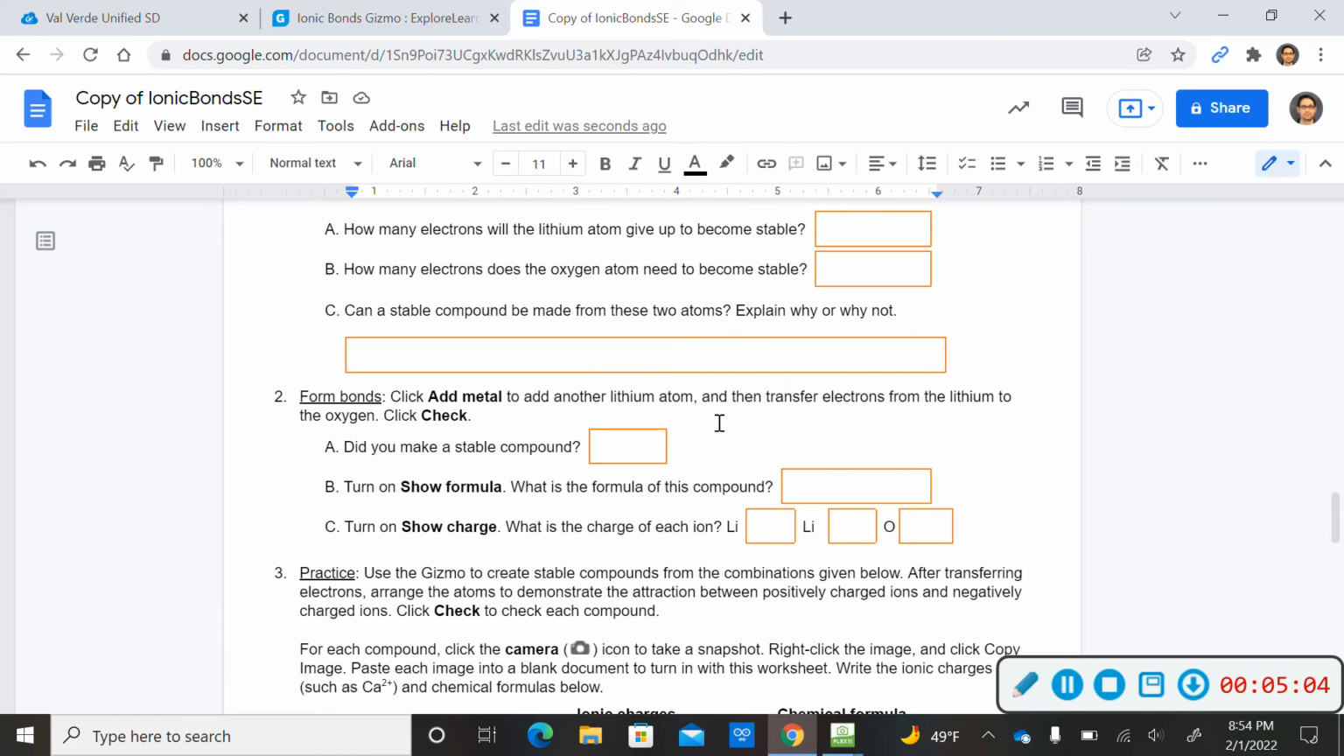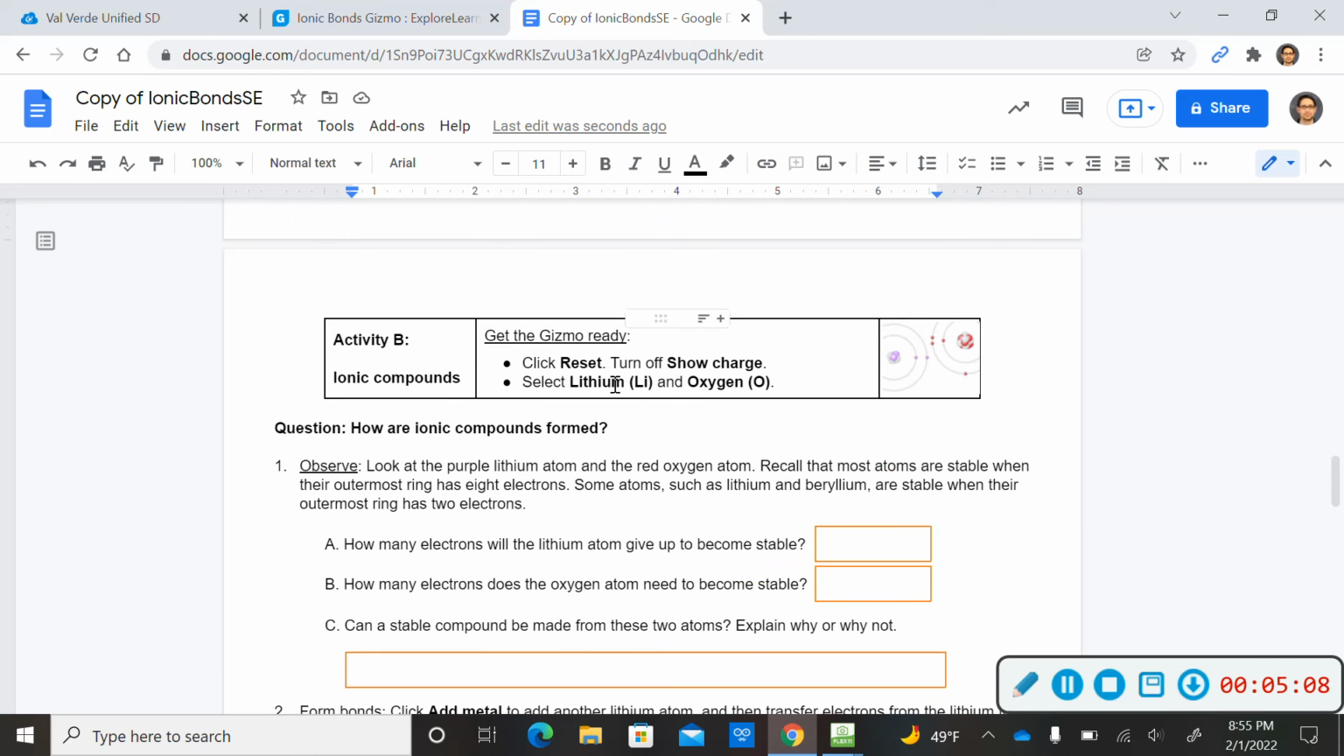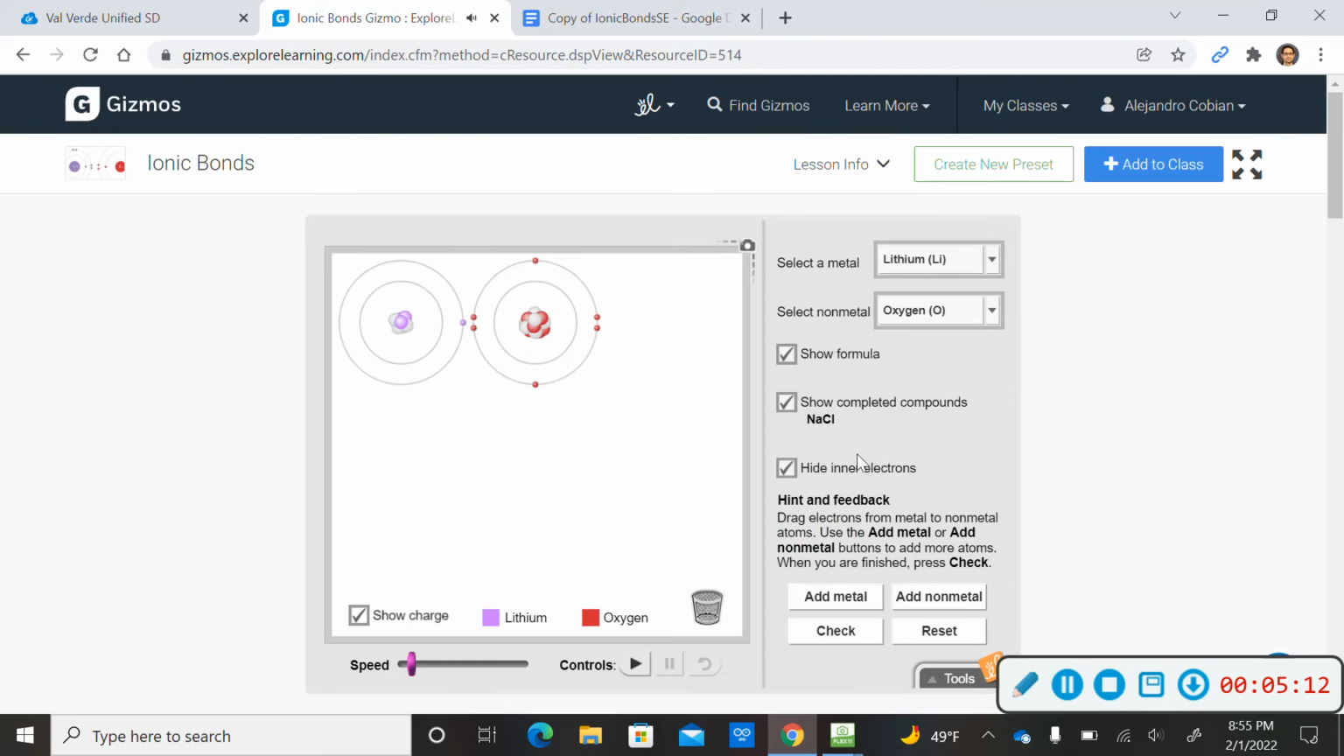So I'm going to go ahead and do lithium and oxygen, which is forming lithium oxide. So let's go ahead and click on lithium and oxygen. We're going to show all the electrons. Lithium is a small element, so it's only going to be stabilized with 2 electrons, whereas oxygen will be stabilized with 8. So let's go ahead and see what happens.